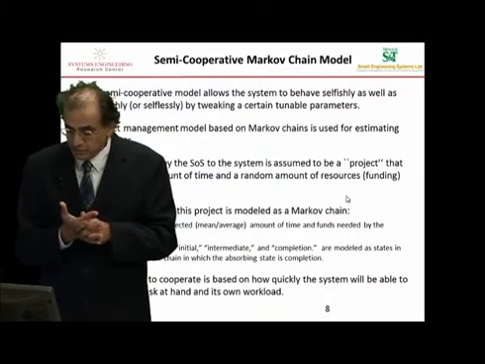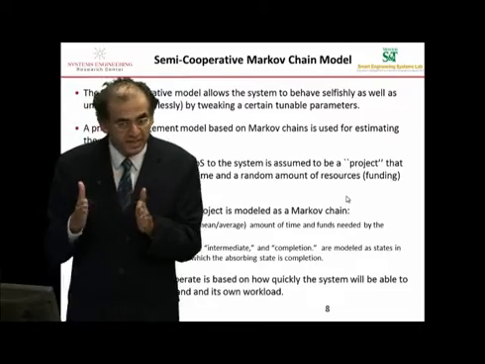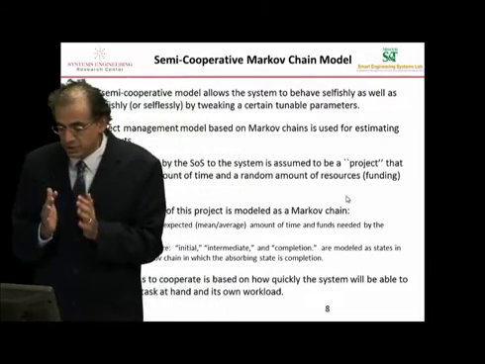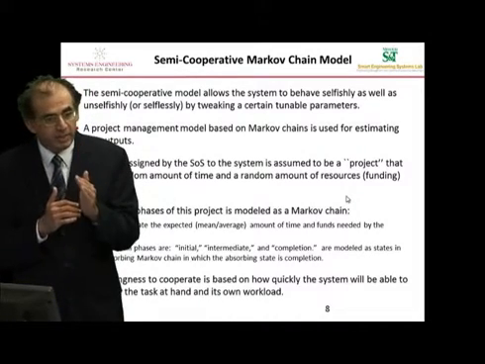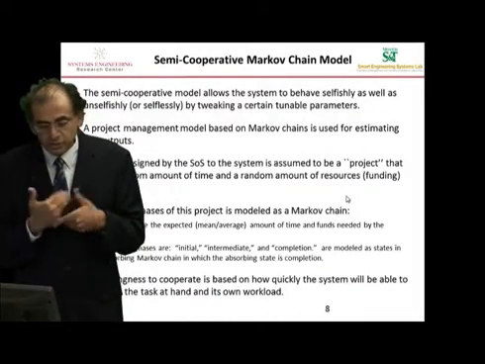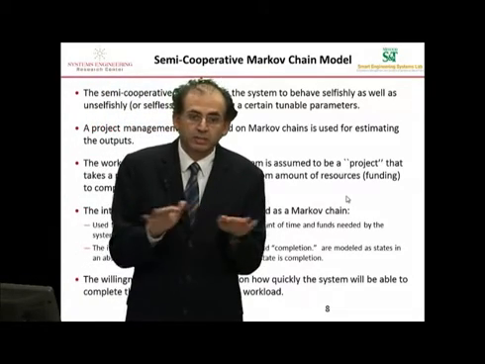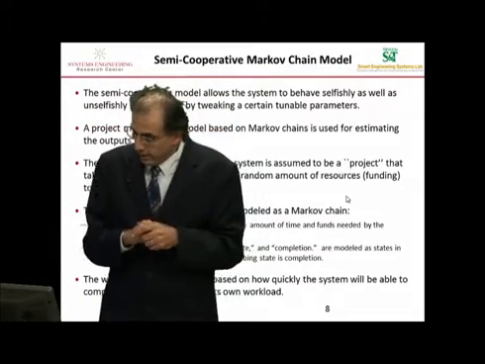The internal phases of this project are going to be essentially the states of a Markov chain. There are essentially three states in the Markov chain: the starting state, the middle state, and the completion. This is going to be an absorbing Markov chain, which means that once it enters the completion state, the project is over.